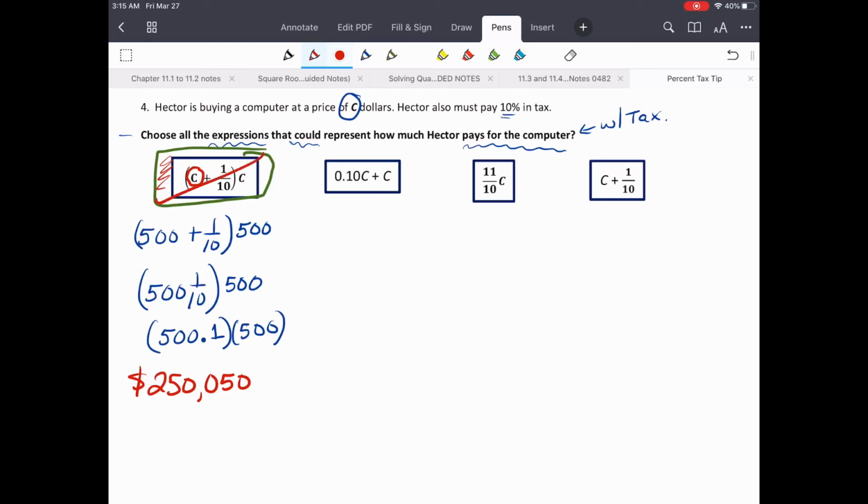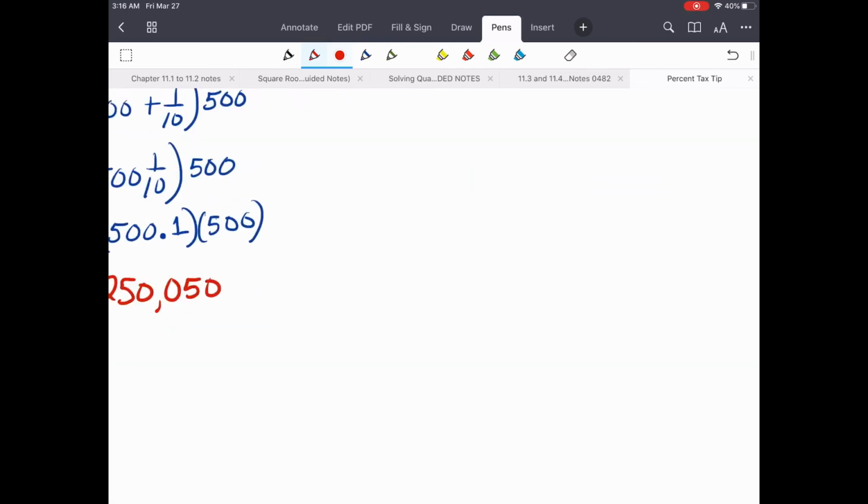That's not going to do it. That's not an equivalent expression, because we got something that was way too big. Like I said, with the tax, we should have ended up with, what was it, 550? Is that what it was? So that's not reasonable. That's not going to work. So let's try 500 in the next one.